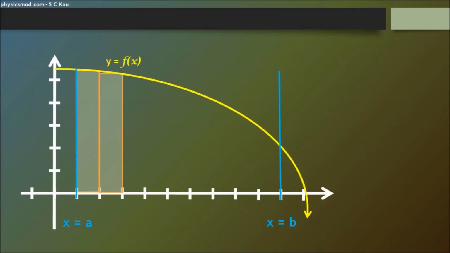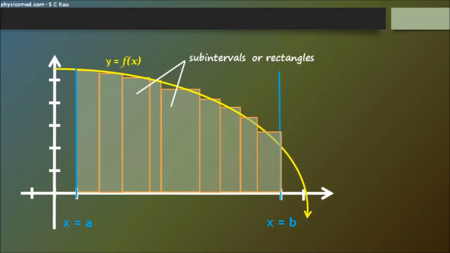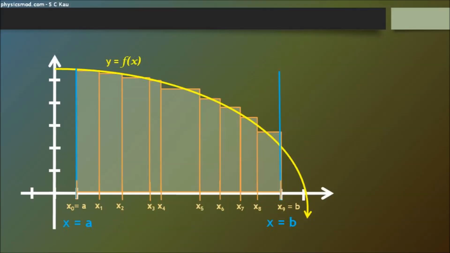Divide the bounded region into any number of rectangles or subintervals. For this example, I'm going to use 9 rectangles. Let x0 equals a and x9 equals b. x1 to x8 are the intermediate points between a and b.